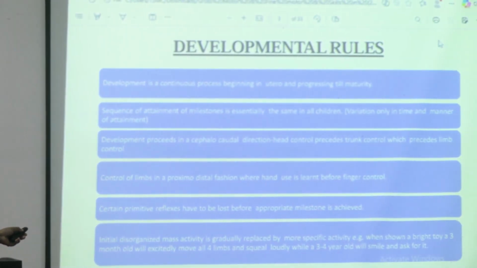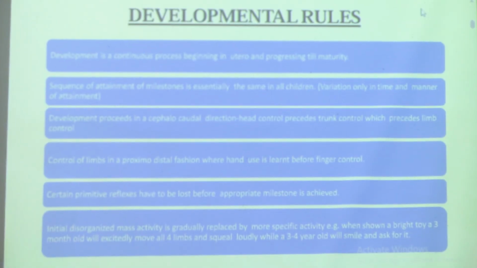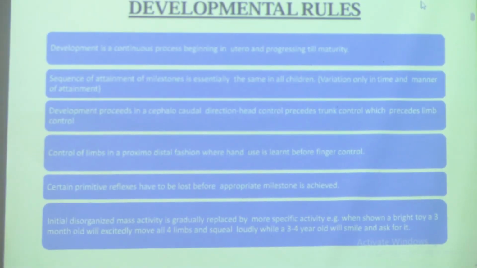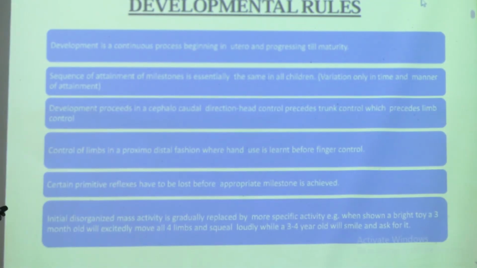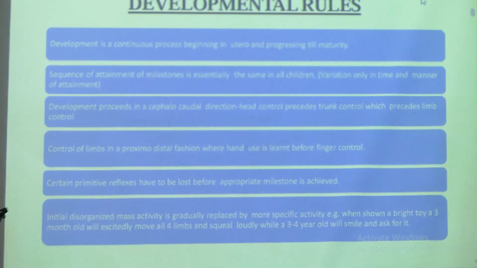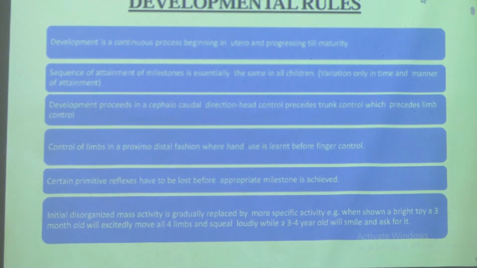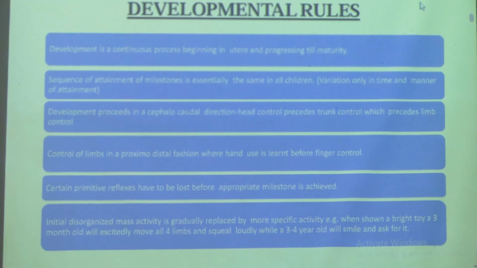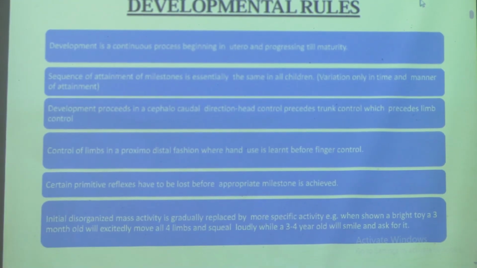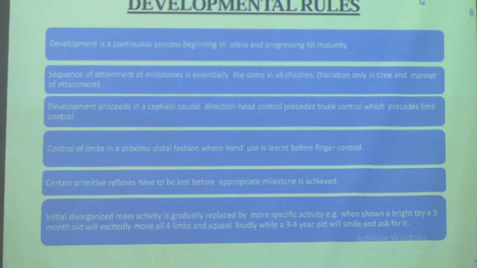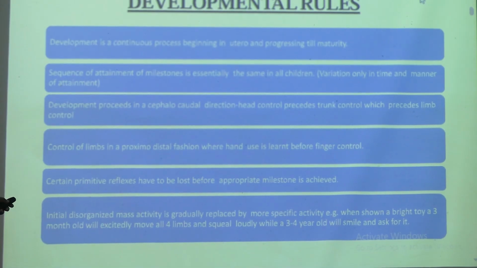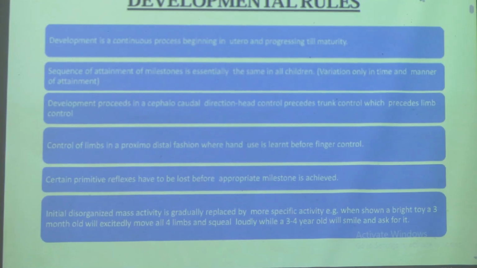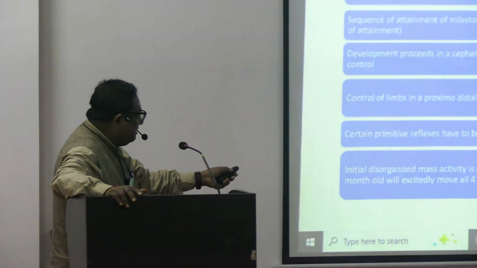Initial disorganized mass activity is gradually replaced by more specific activity. Understand my point? This is the most vital point you should remember, the developmental rules. Example, when you show a bright toy to a 3 month old baby, he will suddenly become excited, isn't it? But when you show it to a 3 to 4 year old child, he will smile and ask for it. That is maturity. He has developed some maturity. The gross disorganized mass activity is lost.